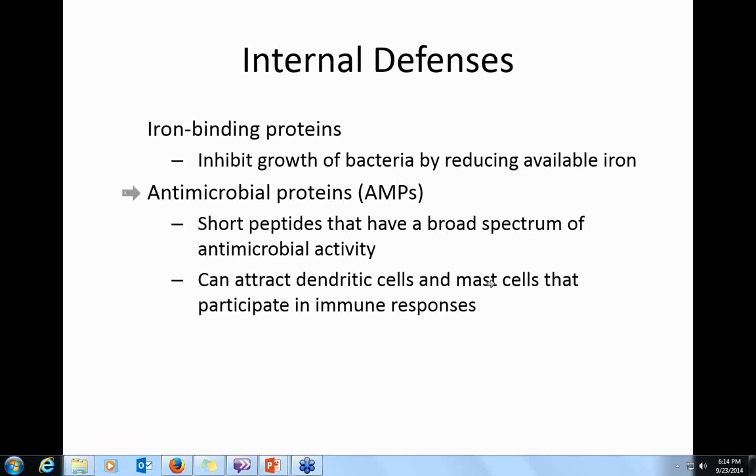Mast cells secrete things such as histamines, which, as you know, if you're taking any allergy medicines, it's an antihistamine, and this causes an increase in inflammation, another type of immune response.